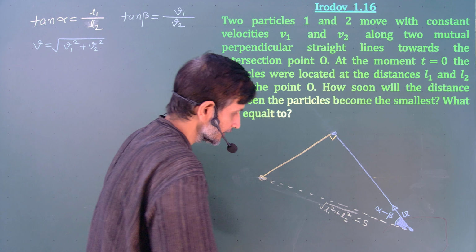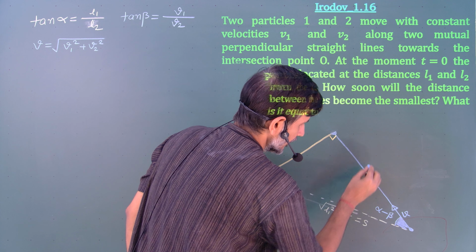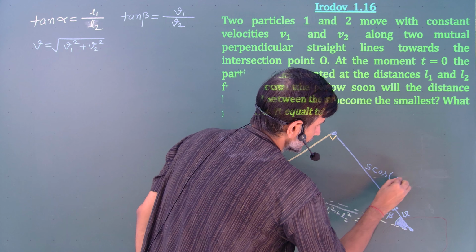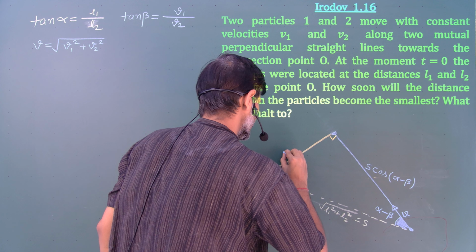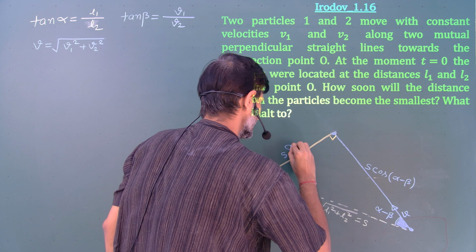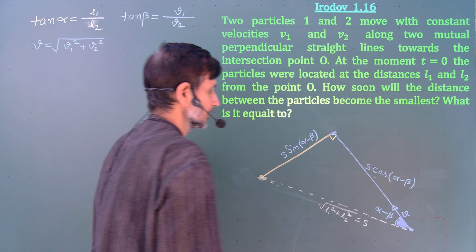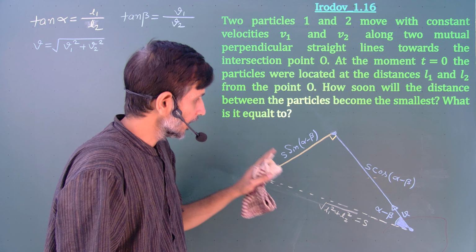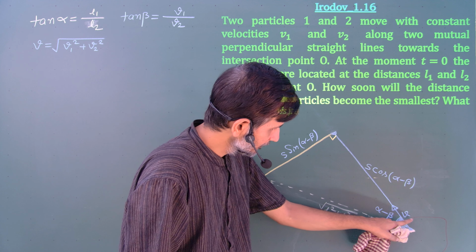Now this triangle is good. This is a right angle triangle and this is the hypotenuse. So this length is S cos(alpha minus beta) and this length is S sin(alpha minus beta). This is the minimum distance. So the first answer is this, and for time, this is the distance, this is the speed.